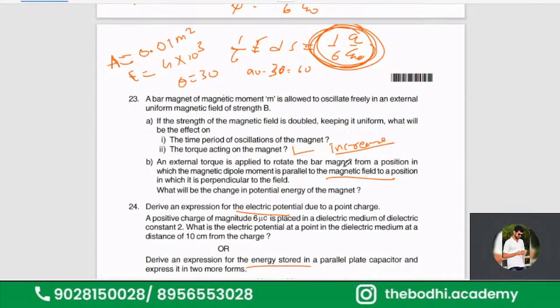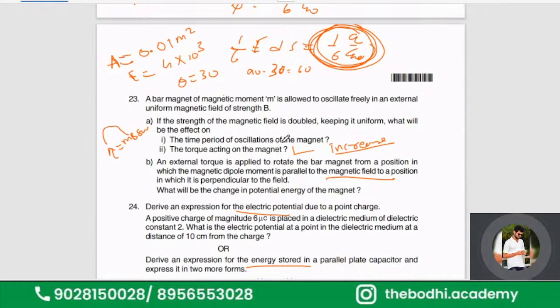Am I clear? Okay, and secondly, the explanation you can write is torque is equal to MB sin theta. So how are torque and magnetic field related? Directly proportional. Okay, understood?